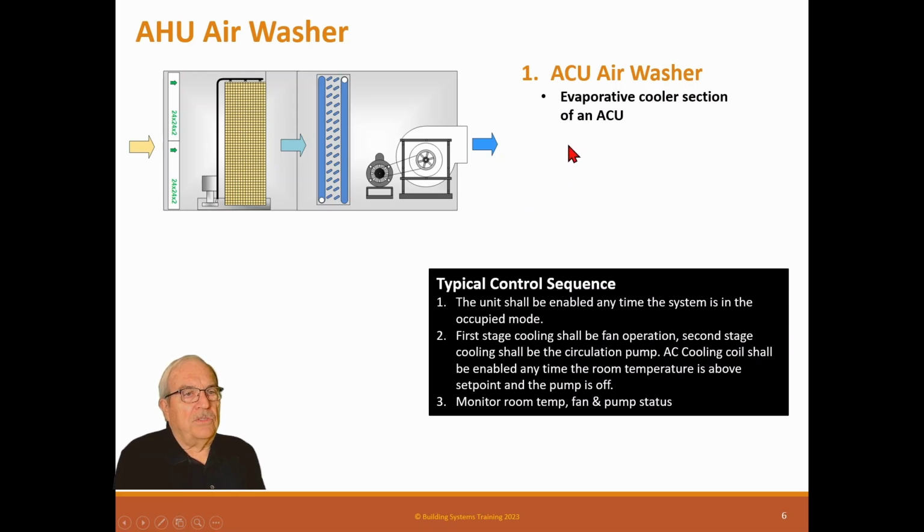Typical sequence is the unit should be enabled anytime the system is in the occupied mode. First stage cooling should be the fan operation. Second stage cooling should be the circulation pump for the air washer. And the third stage should be the cooling coil from the air conditioning unit. Monitor the room temperature, pump and supply. So basically this can have a lot of stages of cooling. Again, first stage is fan, second stage is air washer, and third stage is the actual AC unit.